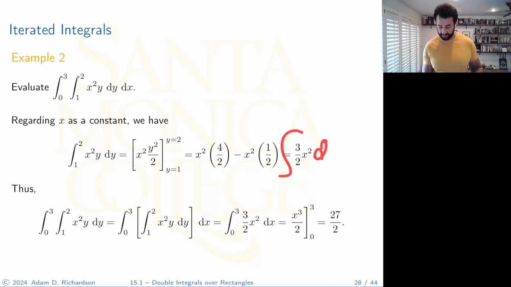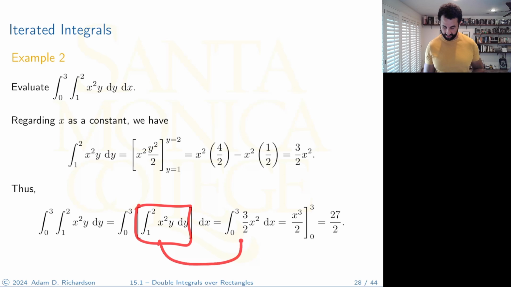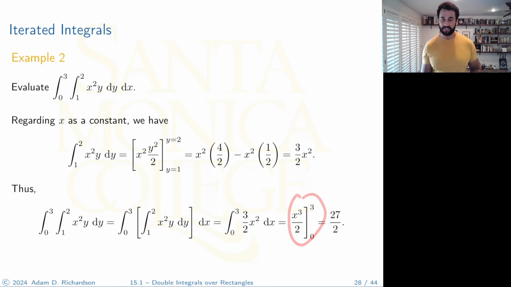Now we're going to integrate this function with respect to x. So this thing now becomes this iterated integral, which we just found. And now we're going to do this integral with respect to x, apply FTC2, and boom, there it is, 27 over 2. That's it. So you could think of it like this: the volume of the region underneath this surface on this rectangle is equal to 27 over 2.